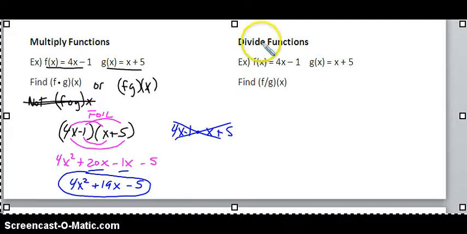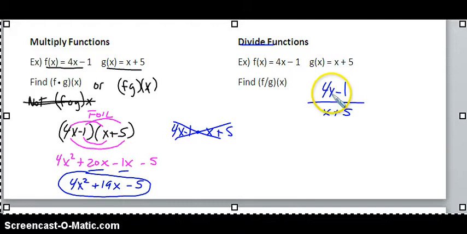Okay, last one is dividing functions. So f divided by g, put f in the numerator, g in the denominator. Simplify if you can. Now, what I notice a lot of times is students will make a very common mistake. In order for me to be able to simplify this, there has to be one number or one variable that will divide into every part of this. And between a 4, a 1, a 5, and a 1, there is no greatest common factor other than 1. So dividing by 1 isn't going to do anything.